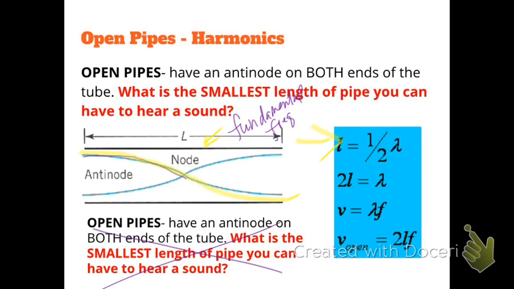Now the next one's going to be, okay, so we have half a wavelength. What's it going to look like when we add another half wavelength? So if we put another harmonic on there. Okay? Give you about 5 seconds before I change the page.